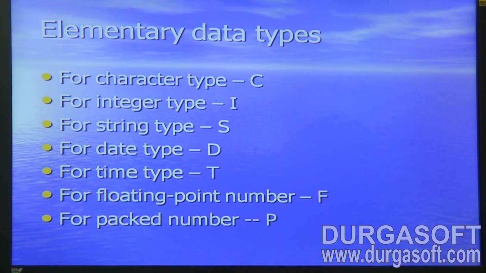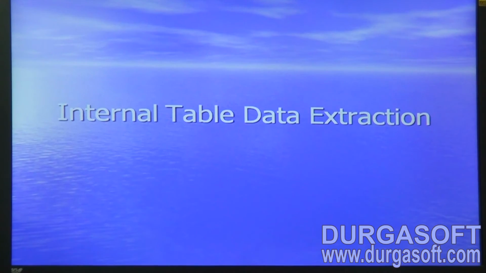So in SAP ABAP the basic elementary data types we are using are C, I, S, D, T, F, P. Including these there are a lot of other things too, but in the basics, instead of varchar in C or C++, we are using C. Instead of numerics, we can use the integer type I, like that. These are the data types which we are using in SAP ABAP programming during execution.